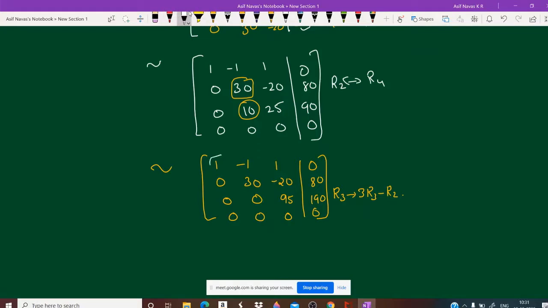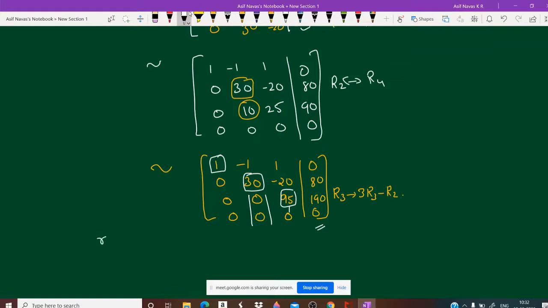Why? This is our first pivot. All elements in that column below the pivot are 0. This is the second pivot. All elements below the pivot are 0. And this is the third pivot. All elements below the pivot are 0. Right? So there is no pivot in the last one.